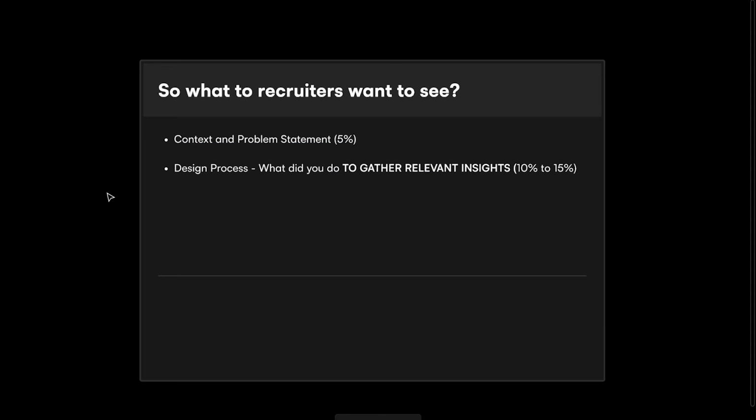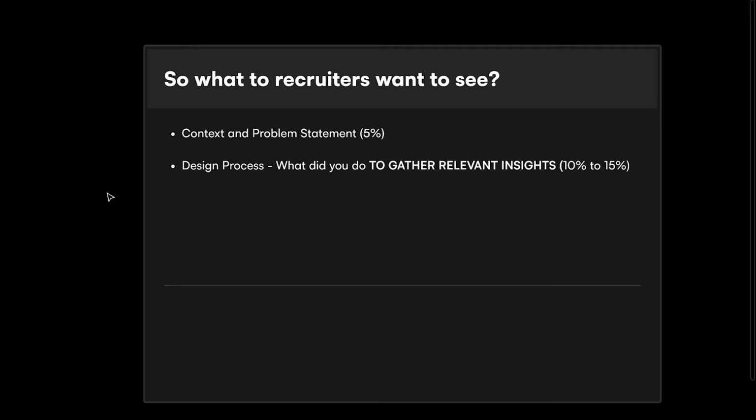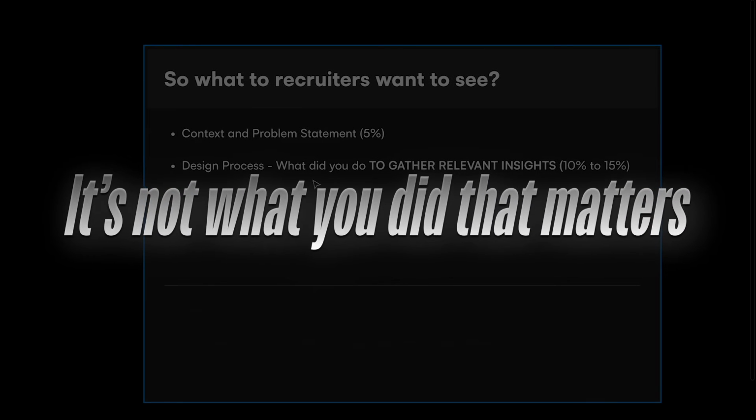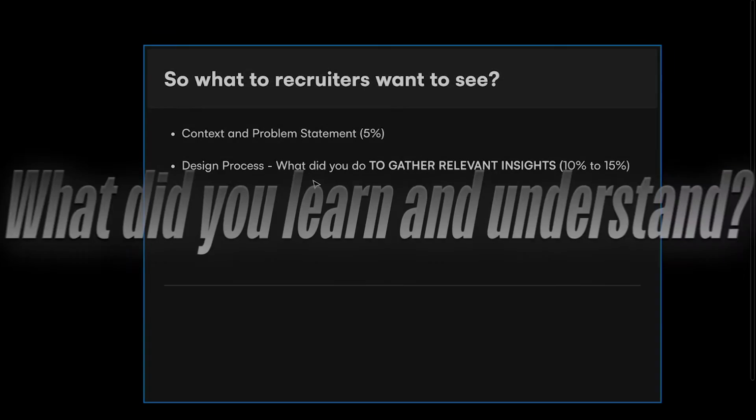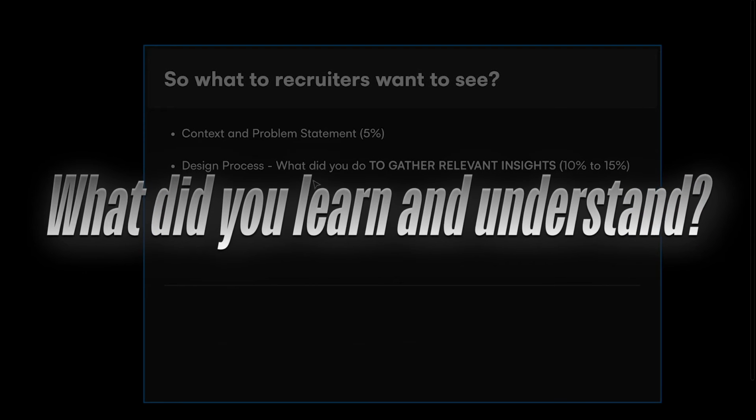Then the most common and most everybody's favorite thing, which is so controversial in nature, is the design process, the research, the empathy map, affinity mapping, and user interviews and surveys, all of that. Limit that to 10 to 15%. That's it. 10 to 15%. And what you actually need to show is not what you did. What you need to show is what did you learn from what you did, right?